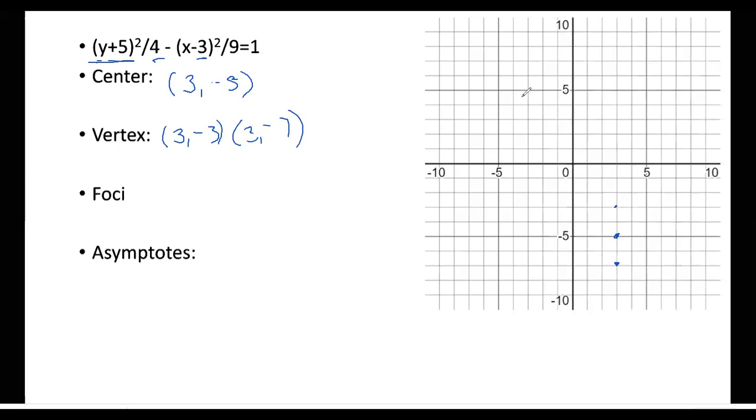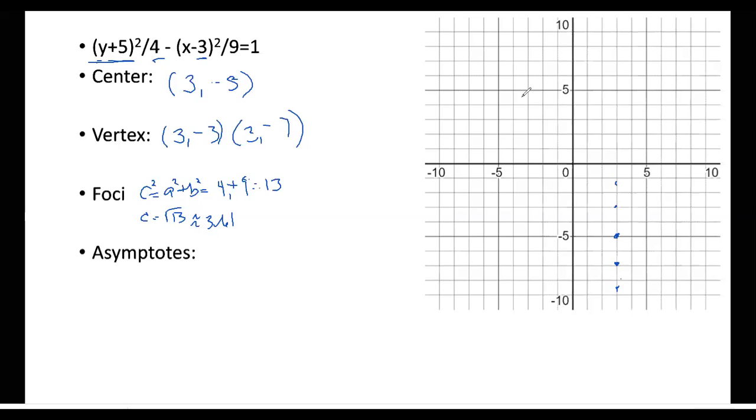We can do our foci. Again, our c squared is going to equal a squared plus b squared, so we just add our denominators. We add 4 plus 9, which is equal to 13. So c is equal to the square root of 13. The square root of 13 is approximately 3.6. So we're going to move up 3.6 and down 3.6 from our center. So these are our foci.